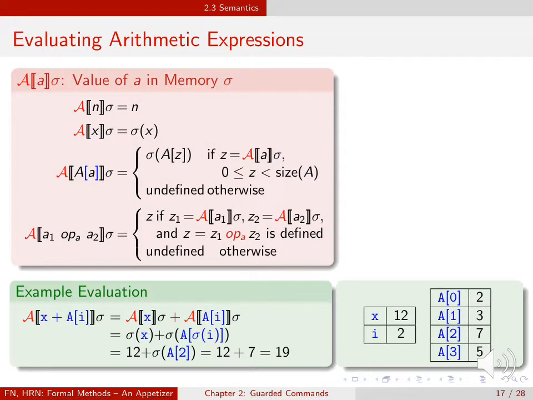The definition is shown here. There is one equation for each form of arithmetic expression. A number just gives a number. For a variable, we make a lookup in the memory. For an array entry, we first compute the value of the index, and then make a lookup in the memory. The result is undefined if the value is undefined or the index is out of bounds. For other operators, we evaluate the two arguments and apply the operator.